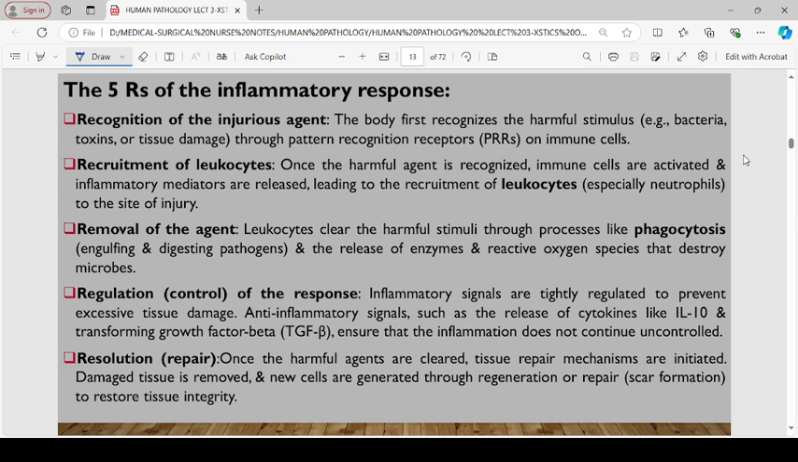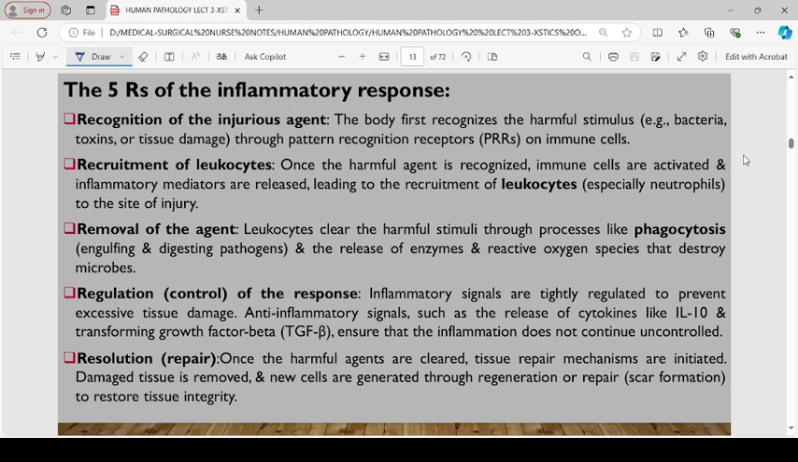Regulation, that is the fourth step, involves the control of the response. Inflammatory signals are tightly regulated to prevent excessive tissue damage. So we have anti-inflammatory signals such as the release of cytokines like interleukin 10 and transforming growth factor beta. This one normally ensures that the inflammation does not continue uncontrolled, because if it does, it could result in other unwanted side effects. Right. Lastly is resolution, and this one also involves repair.